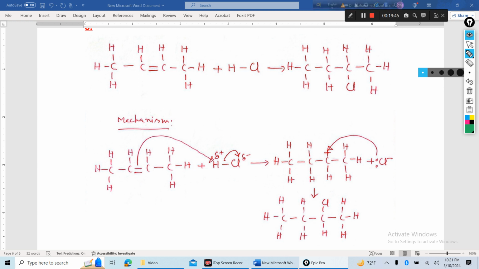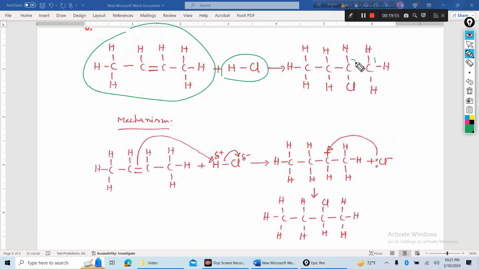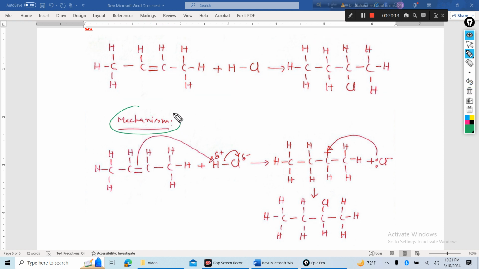And you see 2-butene reacts with hydrogen chloride to produce 1, 2, 3, 4, 2-chlorobutane. This reaction is also an electrophilic addition reaction. So now you see the mechanism of how this reaction happens. This reaction happens through electrophilic addition.